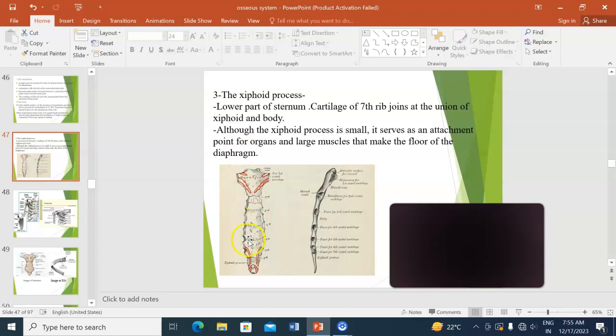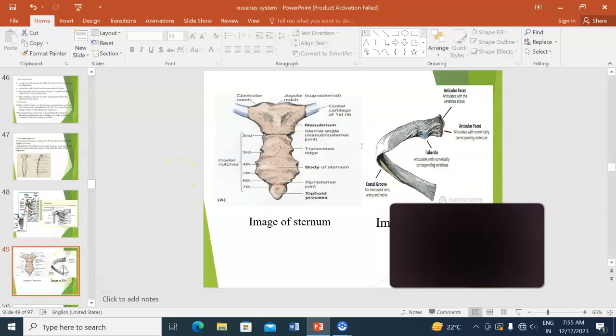As you can see in this image, this is a single sternum, or we can say a breastbone. Now again it is divided into 3 parts. This one is the manubrium, or let us see this image. This part is the manubrium. This middle part is called the body, and this part is called the xiphoid process. All these parts join together and form the sternum.